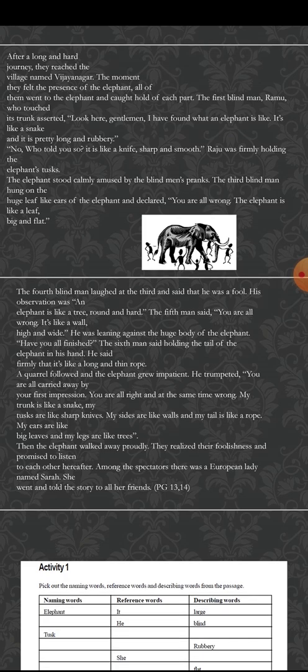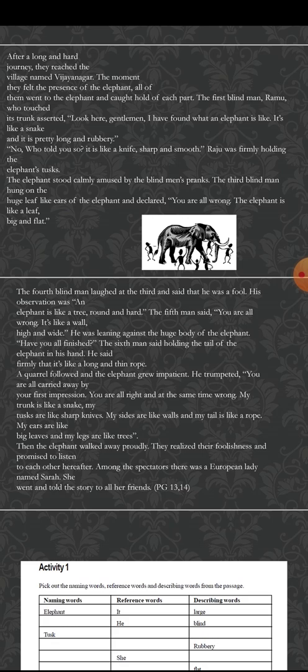So the word asserted means he's saying it strongly. The blind man Ramu, who touched the trunk, asserted very strongly and with confidence that the elephant is like a snake, long and rubbery. That is what his observation of an elephant is like.